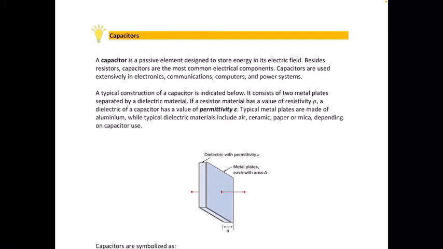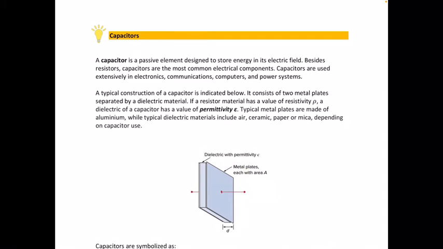If a resistor has a value of resistivity rho, a dielectric of a capacitor has a value of permittivity, or I don't know what you call that symbol. I just forgot. I'm sorry. So typical metal plates are made of aluminum, while typical sandwiched or dielectric materials include air, which means there's nothing in between them. Sometimes they are made of ceramic, paper, or mica, and the material of the dielectric would depend on its function.